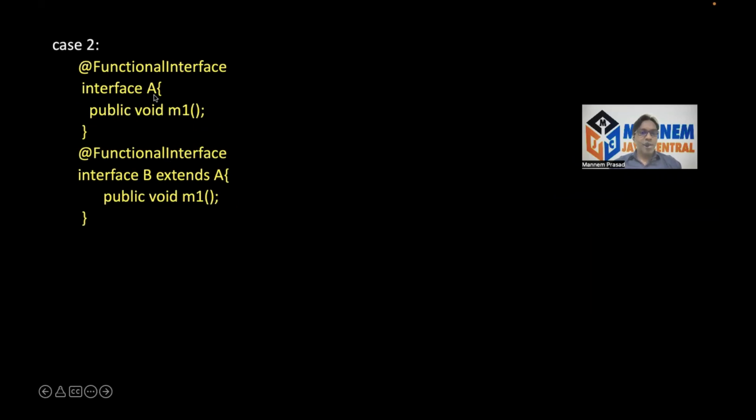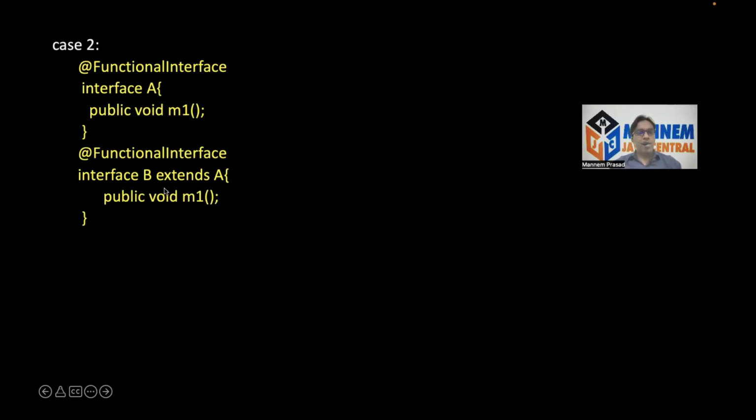So I have a functional interface A, which is having the M1 method. And I have functional interface B, which is extending A. And moreover, if you observe, functional interface B is having the M1 method. If I extend A to B, this M1 method is overridden in interface B. And both the M1 are the same, right?